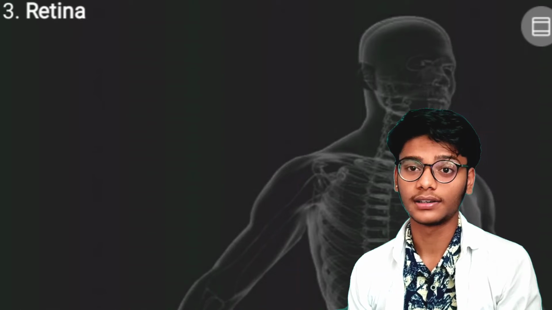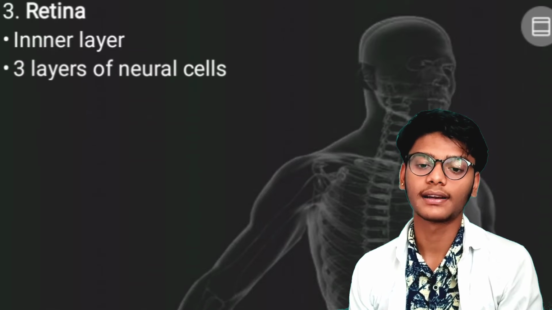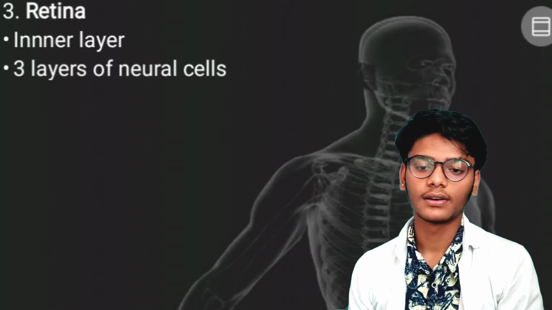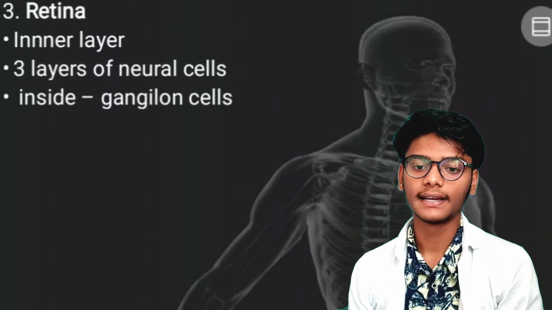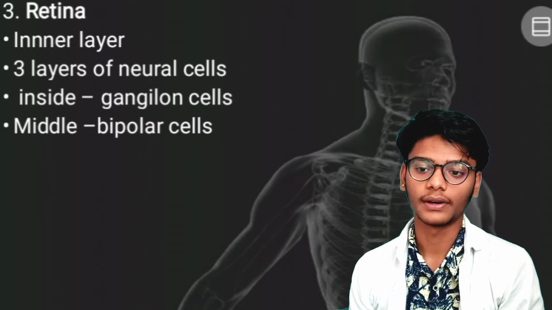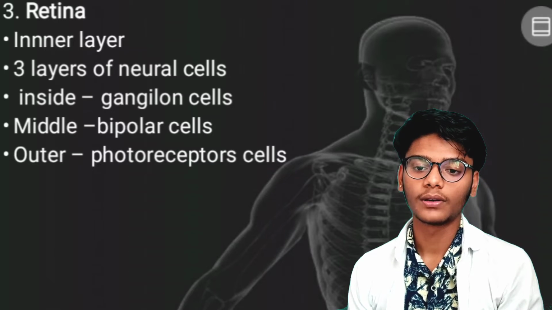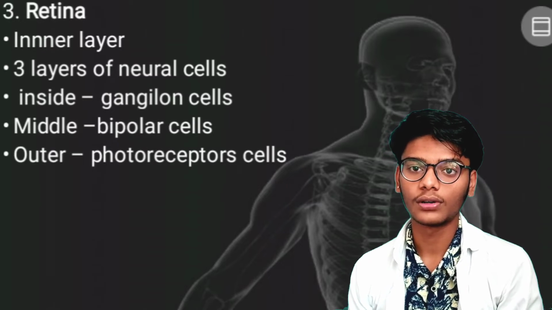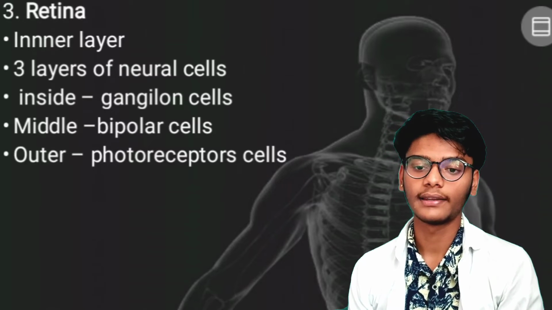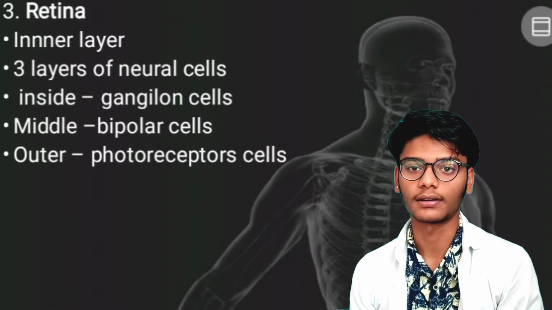So the third, innermost layer is the retina. The retina is the inner layer. It is composed of three layers of neural cells: inside, ganglion cells; in the middle, bipolar cells; and outer, photoreceptor cells. So the light will first fall on the photoreceptor cells, then the bipolar cells, and then the ganglion cells. This is the outermost photoreceptor.